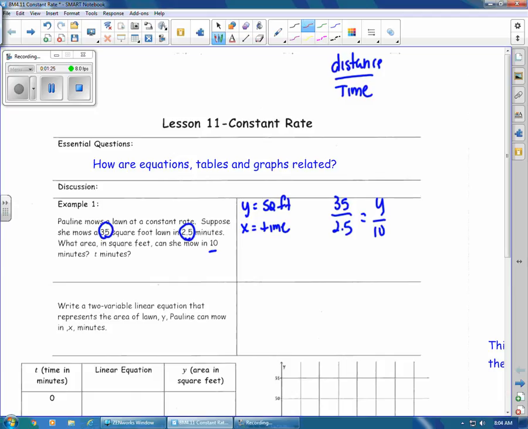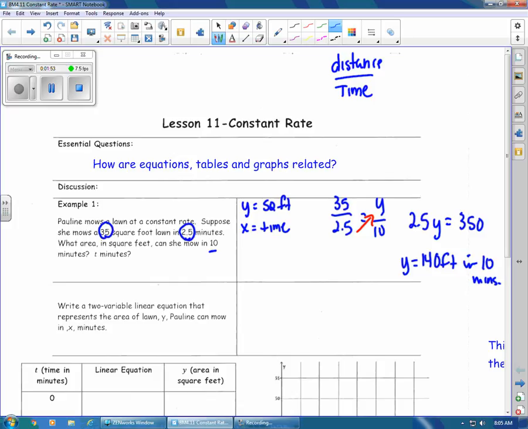So 2.5y is equal to 35 times 10, it's going to be 350. And then divide both sides by 2.5, and you'll have y equals 140 feet in 10 minutes.